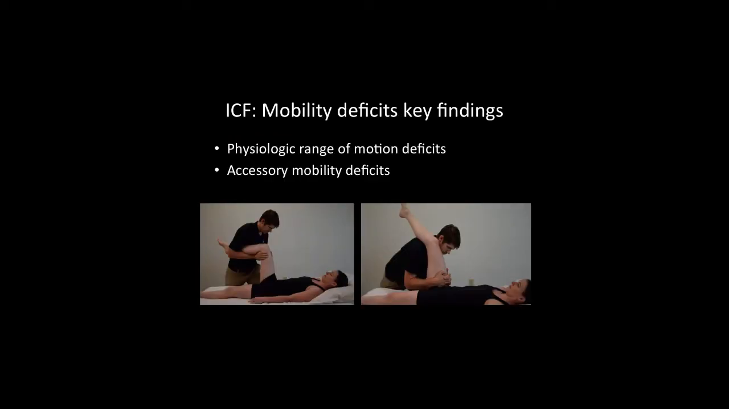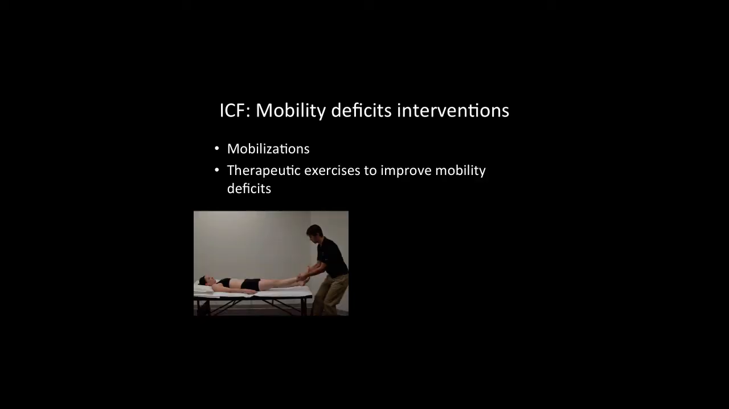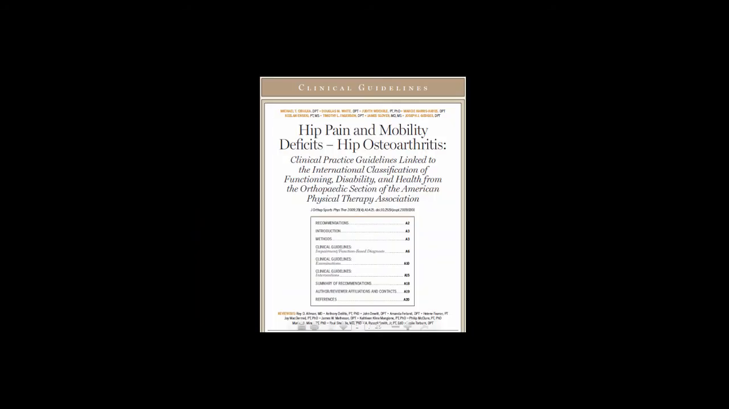This relates to the International Classification of Functioning and Health Mobility Deficits Classification, of which the key findings include physiologic range of motion deficits, accessory mobility deficits. The interventions for this category include mobilizations and therapeutic exercises to improve mobility.